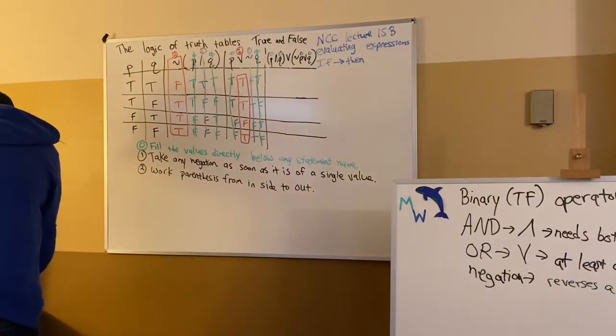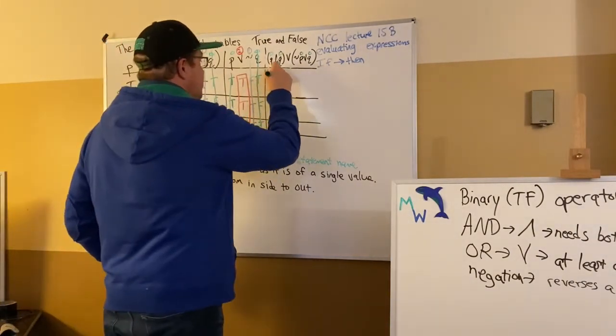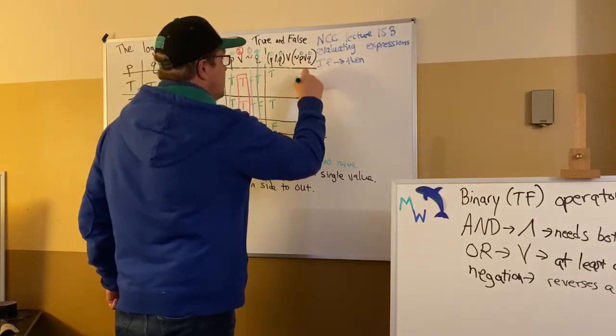Let's go for some green. I have 4 green columns to put in here. Anytime I see a P, it's TTFF. So here's a T, TFF. I have another P right there, which is T, TFF.